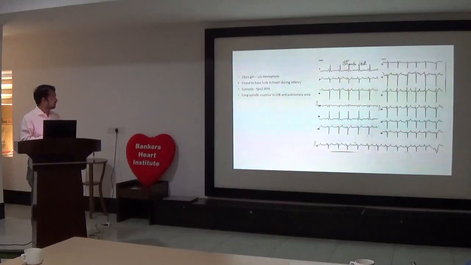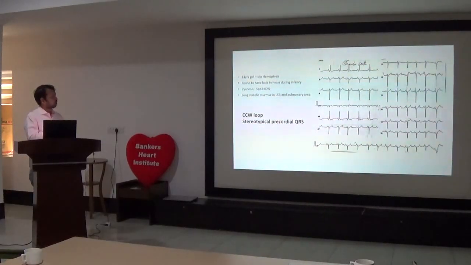Here is another ECG. A 30-year-old girl complaining of epilepsy, found to have a hole in the heart during infancy, presented with cyanosis, SpO2 80%, long systolic murmur at left sternal border and pulmonary area. Here we can see the ECG.